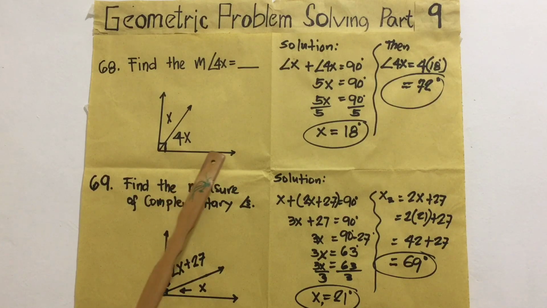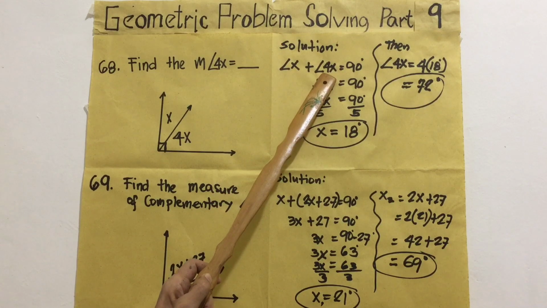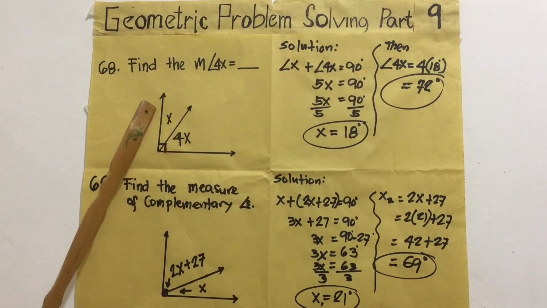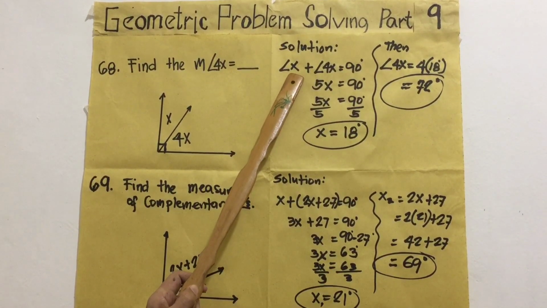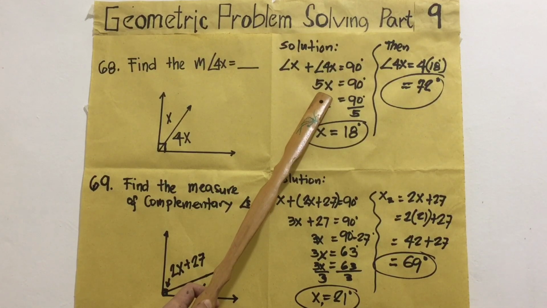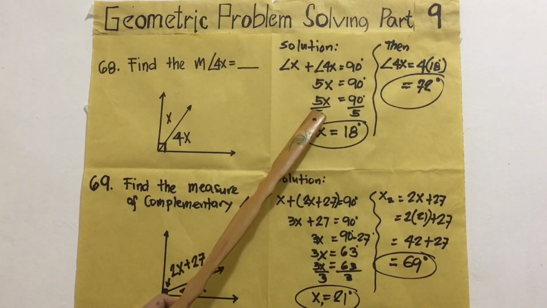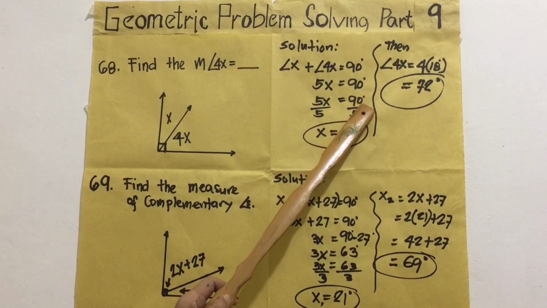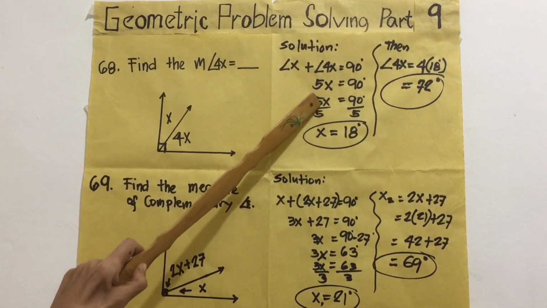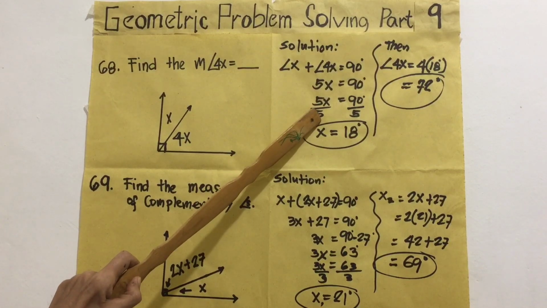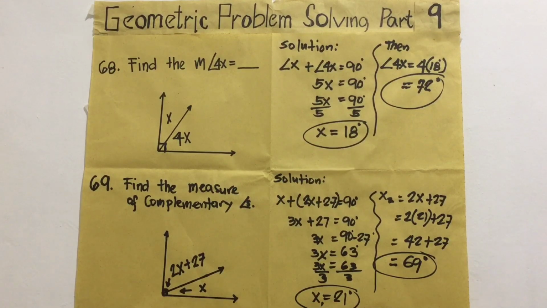Then our formula for our computation is angle x plus angle 4x equals 90 degrees, because the entire angle equals 90 degrees. Then we're going to add x plus 4x equals 5x. Then copy 90 degrees. Then 5x over 5 and 90 over 5, we're going to divide by 5 in order to eliminate the numerical coefficient of x, and we can cancel this one. So the result is x, and 90 divided by 5 equals 18 degrees.